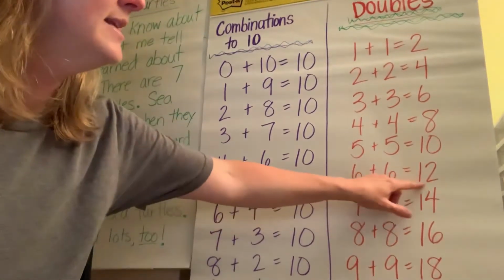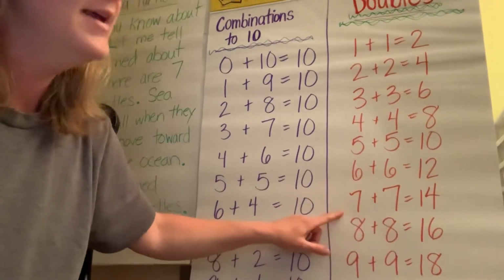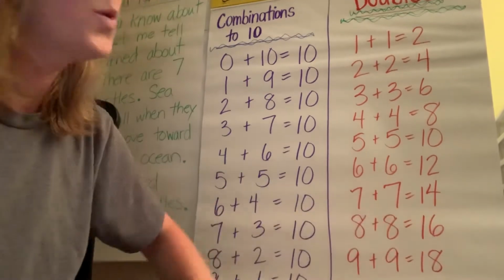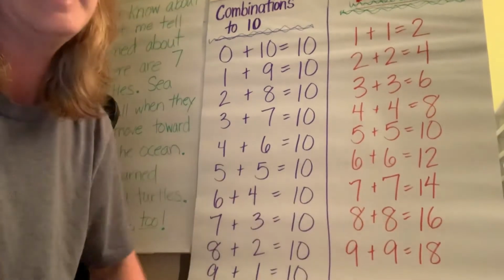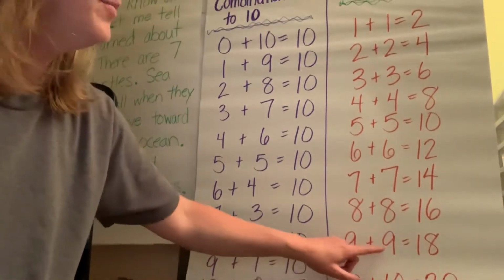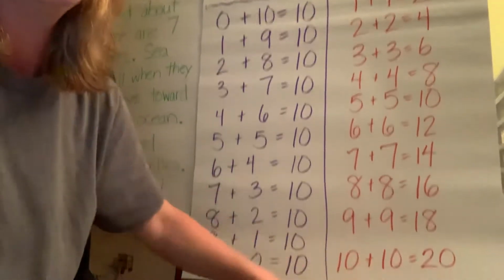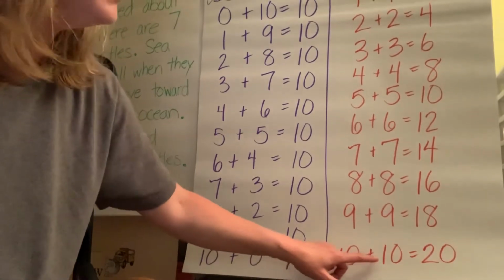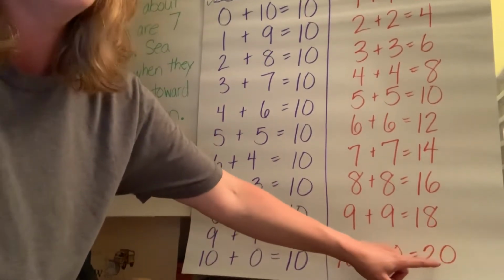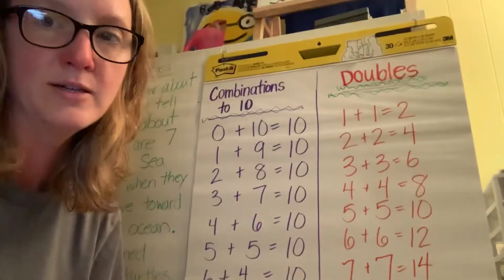6 plus 6 equals 12. 7 plus 7 equals 14. 8 plus 8 equals 16. 9 plus 9 equals 18. And last but not least, down here, 10 plus 10 equals 20. Great job, boys and girls.